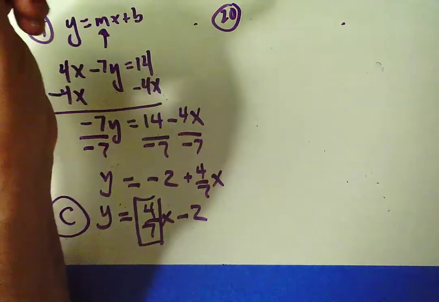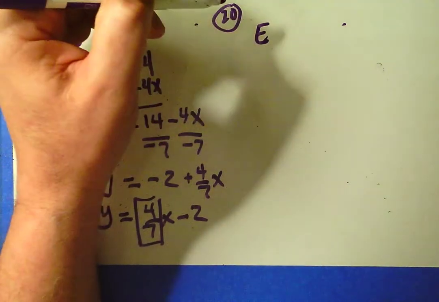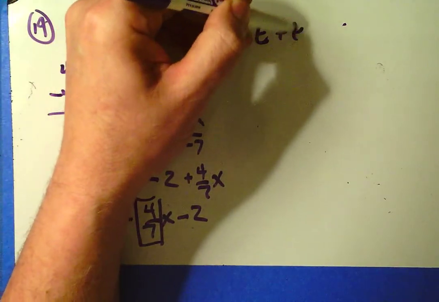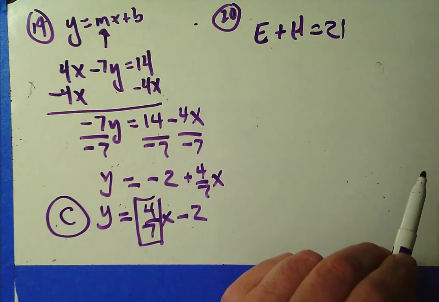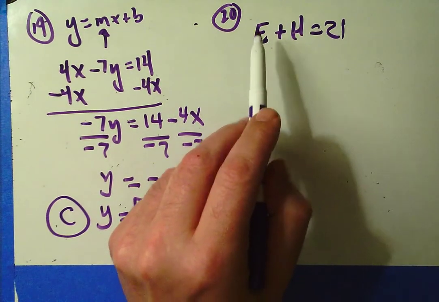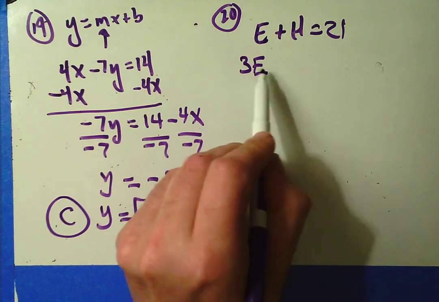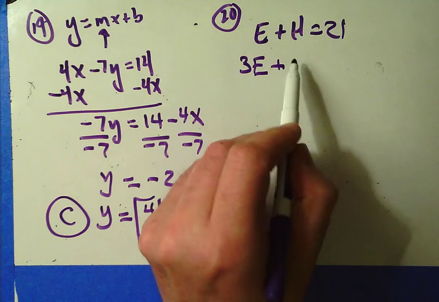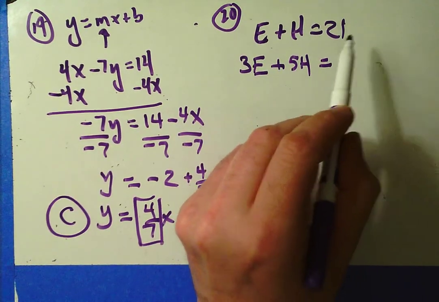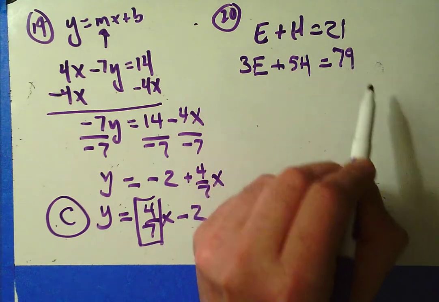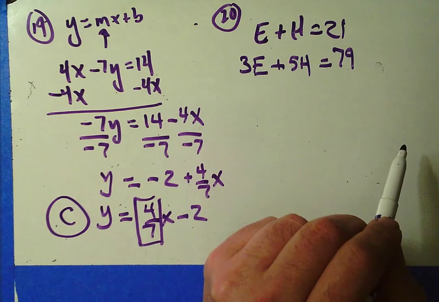Well, we know she answered a total of 21 questions. That's made up of all the easy questions she answered plus all the hard questions she answered, and that total is 21. But we also know for every easy question, she got 3 points. So 3 points for every easy question, plus 5 points for every hard question, for a total of 79 points. Now, you can use either substitution, elimination. I guess you could use graphing here.